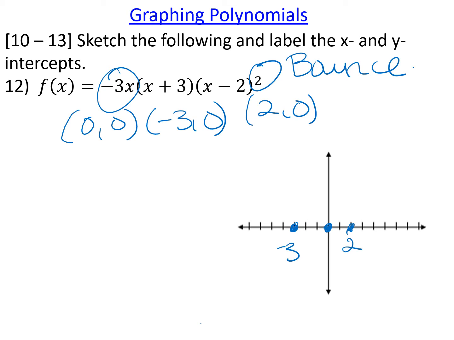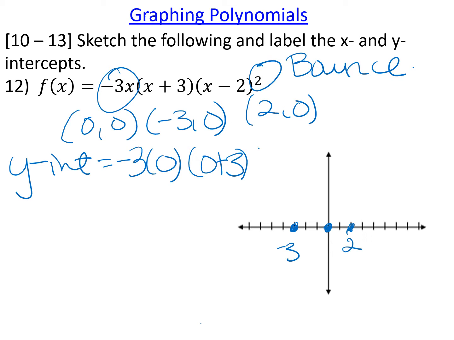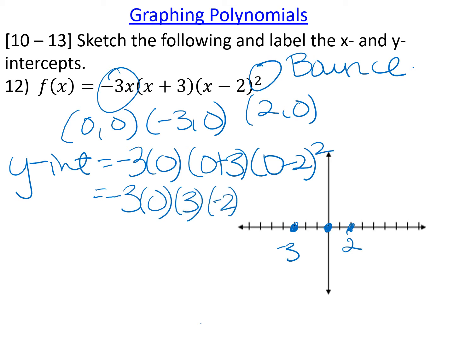Okay. Here my y-intercept is 0, and I can show you that right away. I plug in the 0 for the x, and then 0 plus 3, 0 minus 2 squared. That gives me -3 times 0 times 3 times (-2) squared. I don't need to go any further because I'm multiplying with the 0.